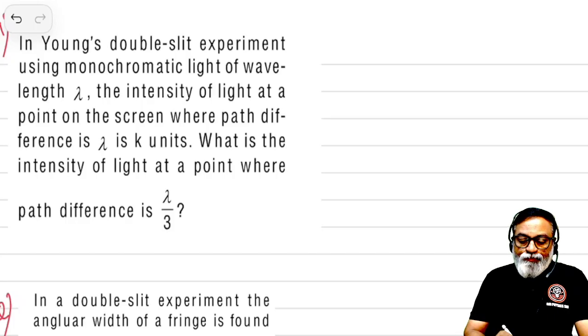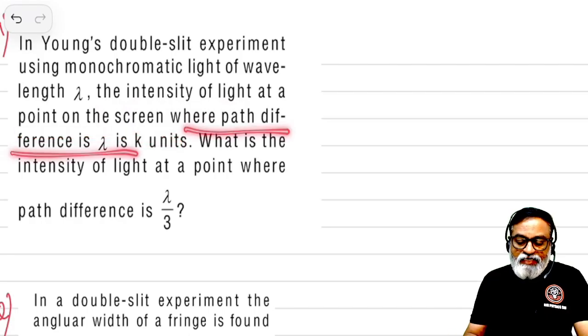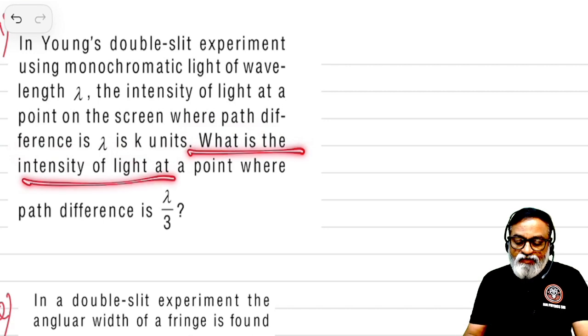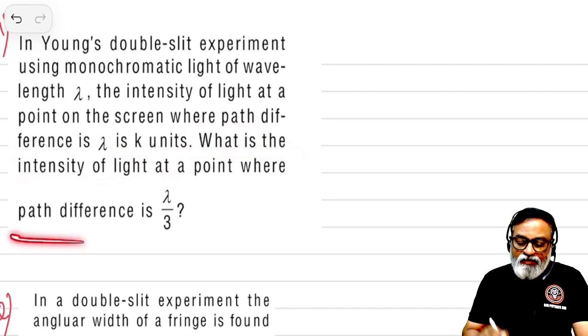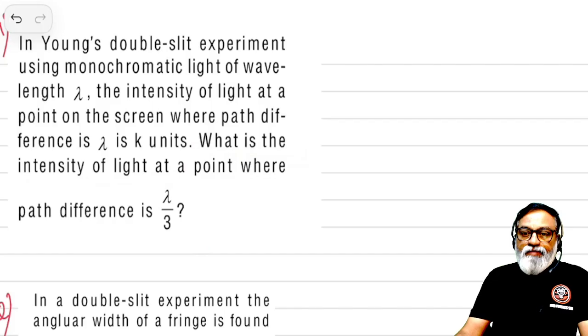See here, in Young's double slit experiment, using monochromatic light of wavelength lambda, the intensity of light at a point on the screen where the path difference is lambda is k units. What is the intensity of light at a point where the path difference is lambda by 3?